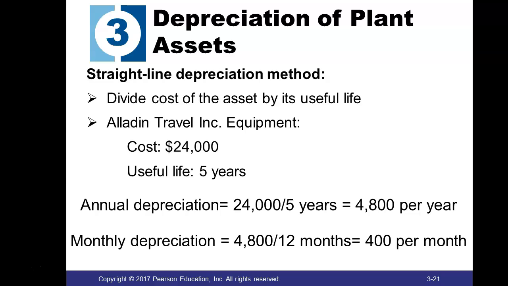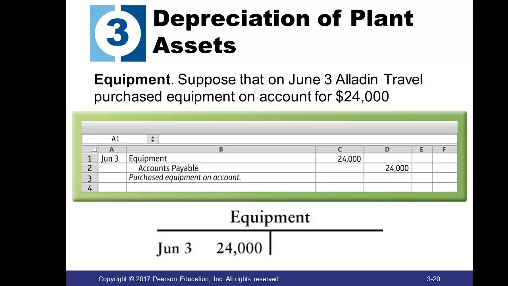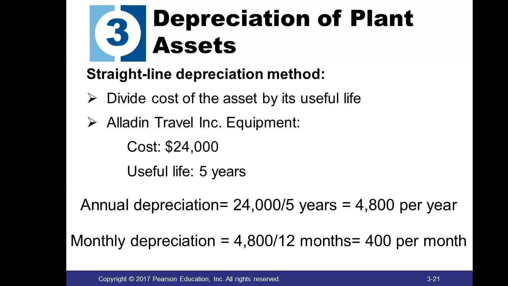Now that we have this information on this asset, we are going to speed through to the end of the period, and we're going to record the depreciation. For us, we're going to just use a very simple straight line method. So we're going to take our cost, we're going to subtract any salvage value, if there is any, and we're going to divide it over its useful life.